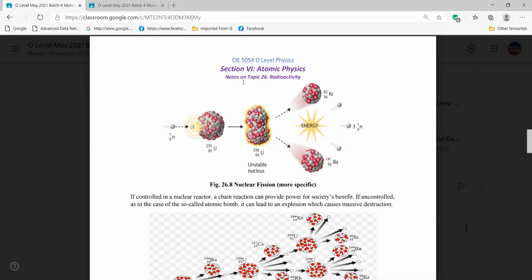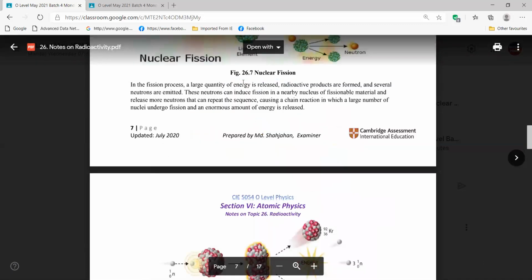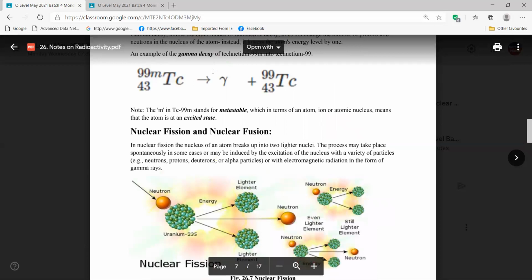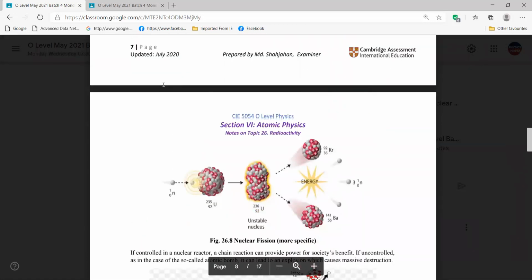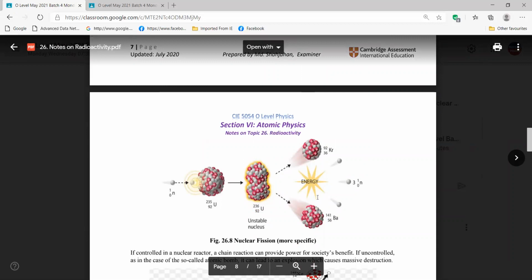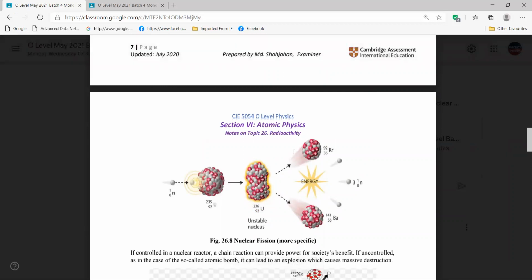Okay, here we got gamma radiation because technetium is still in technetium. That's why we are getting gamma radiation. But here we are getting from uranium two different nuclei. So it is nuclear fission.